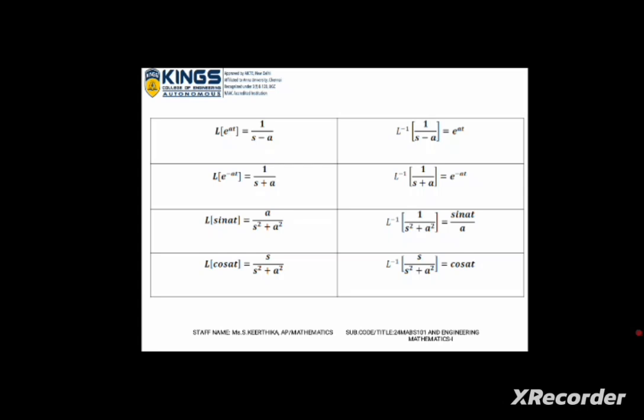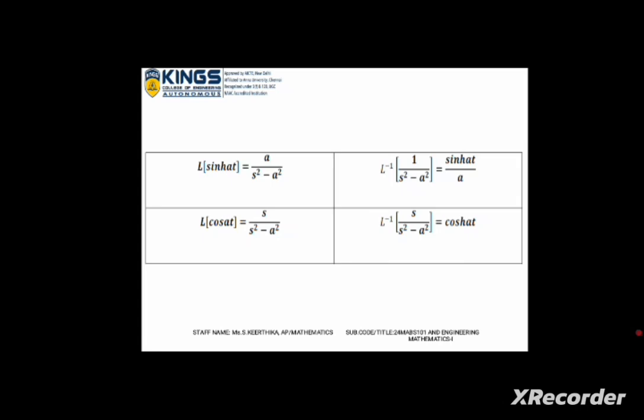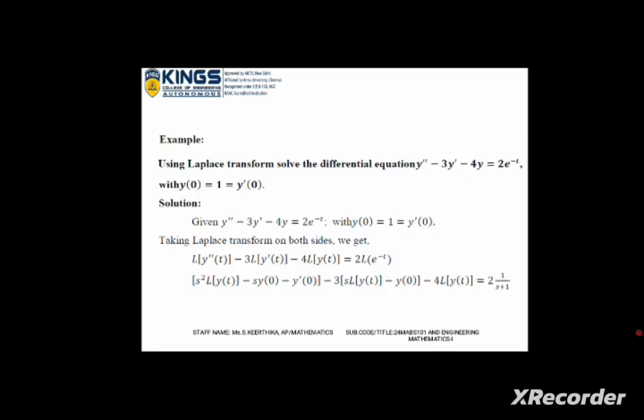This is also a formula: the left side is Laplace transform and the right side is inverse Laplace transform. L of sin at can be written as a by s squared plus a squared. Likewise, the inverse of 1 by s squared plus a squared is going to be sin at by a. Likewise, cos at also.